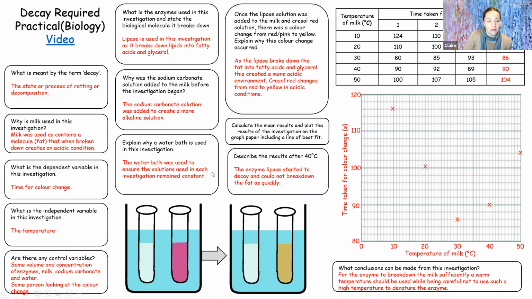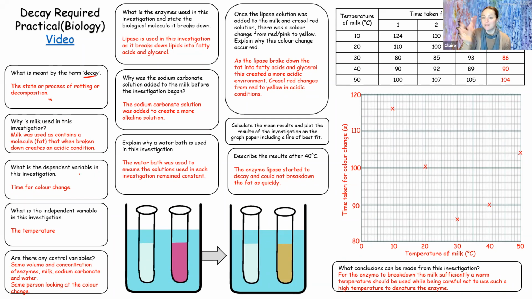Okay, and in here we do add a little bit more sodium carbonate to make it more alkaline, more obvious. And then when something is being decayed, it is being broken down. So decay, as it says here, is the process of rotting or decomposition. Okay. Why is milk used in this investigation? Because when it breaks down, you get fatty acid.